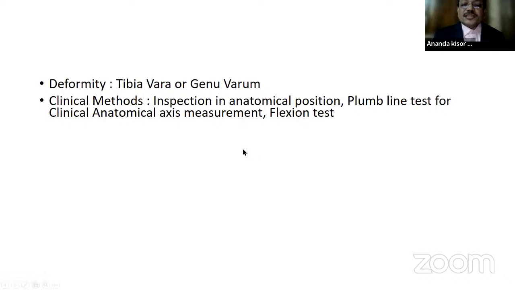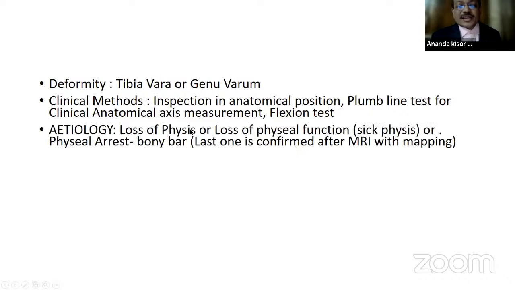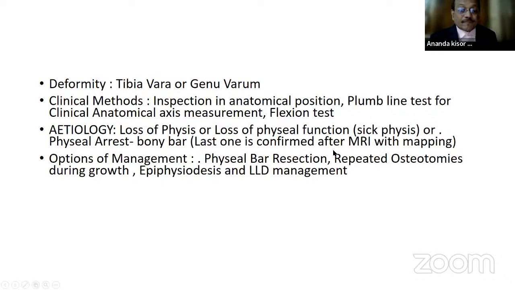Clinical methods: inspection in anatomical position, the plumb line test for the clinical anatomical axis measurement, and also a flexion test can be done to denote whether it is a tibial contribution or a femoral contribution. Now, the etiology is basically either loss of physis or loss of physeal function, that is a sick physis, or physeal arrest, that is a bony bar, which is the cause in this case. The last one is confirmed by MRI with mapping. What is MRI mapping? I will show in the next slide.